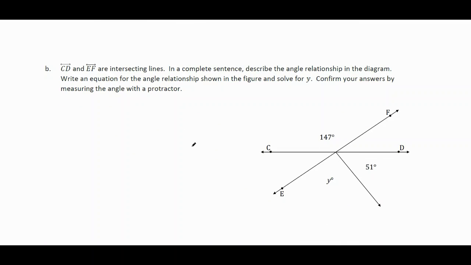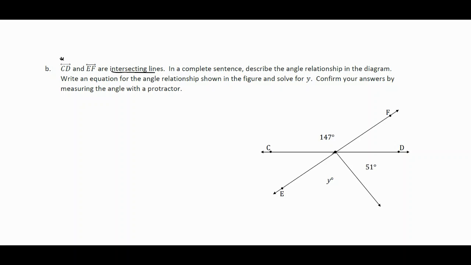Now this one, and this particular symbol here, if you can see it, means it's a line. Line CD and line EF are intersecting lines. So they have a particular common point, which we can see. In a complete sentence, describe the angle relationship in the diagram, write an equation for the angle relationship shown in the figure, and solve for y. So we're going to solve for this. Now, confirm your answers by measuring the angle with a protractor.